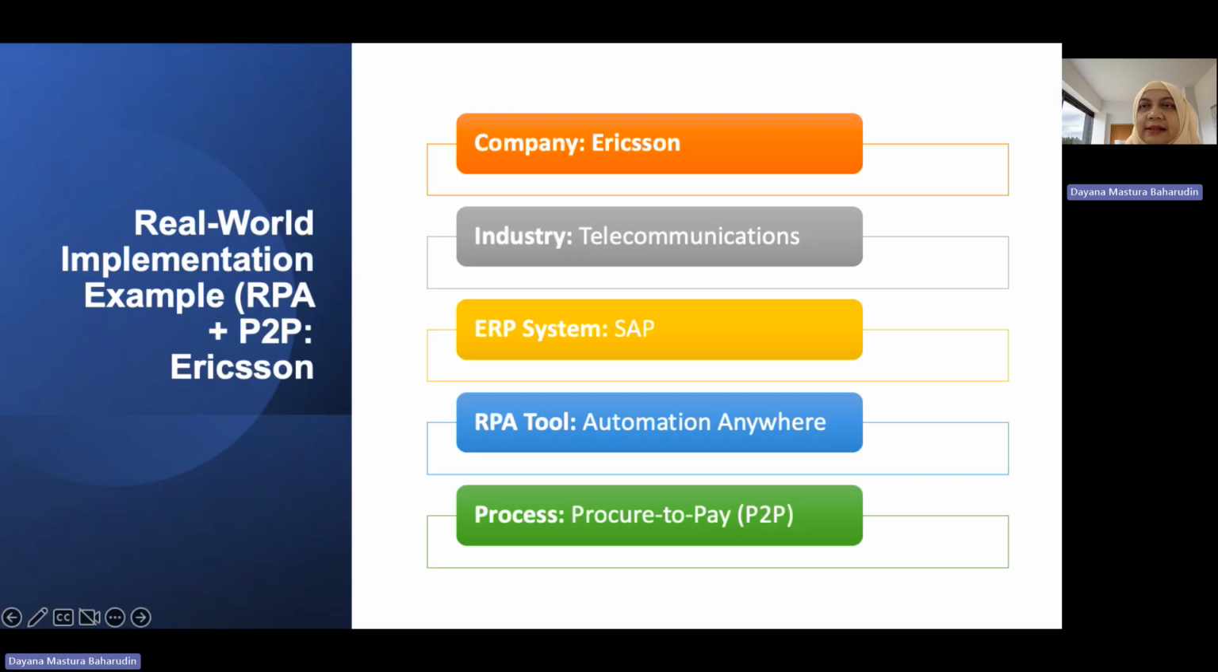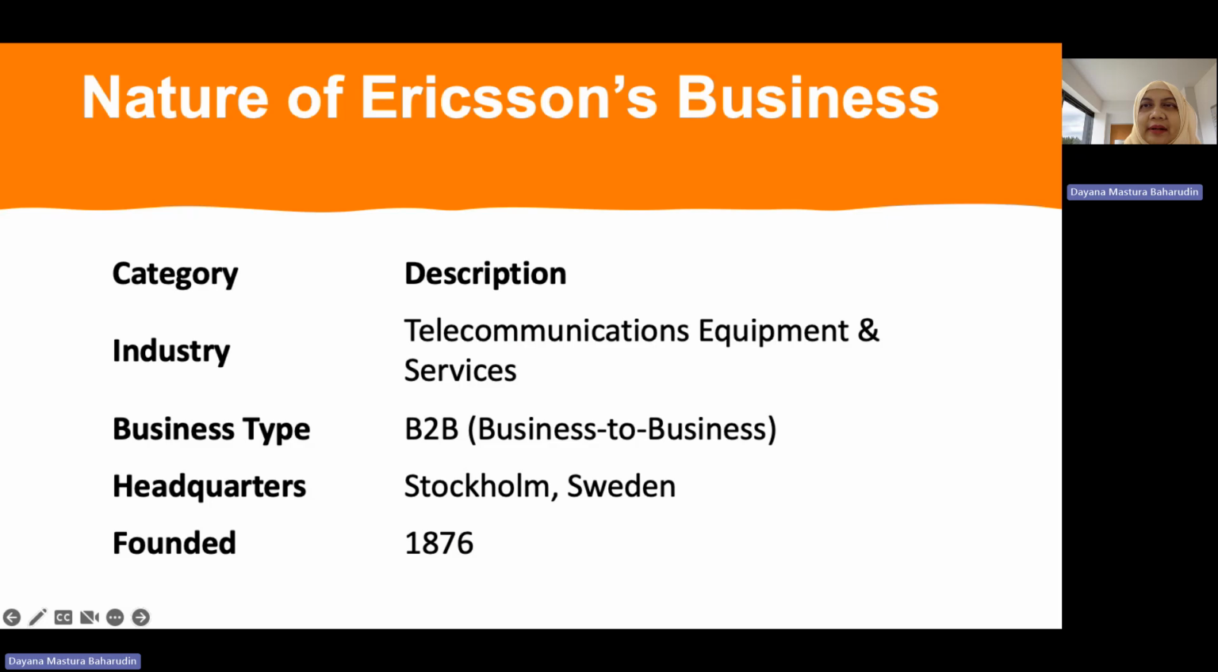Okay, let's see. This is just the introduction. Ericsson is a telecommunications company. They're using SAP, not Oracle. And the RPA tool is Automation Anywhere, and the process is Procure-to-Pay. So if you want to look at how companies actually work with RPA, you need to see what the RPA tool is. You don't have to use Automation Anywhere. You can use Blue Prism, UiPath, and so forth.